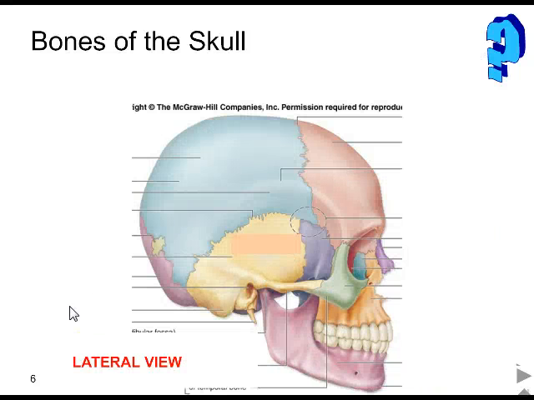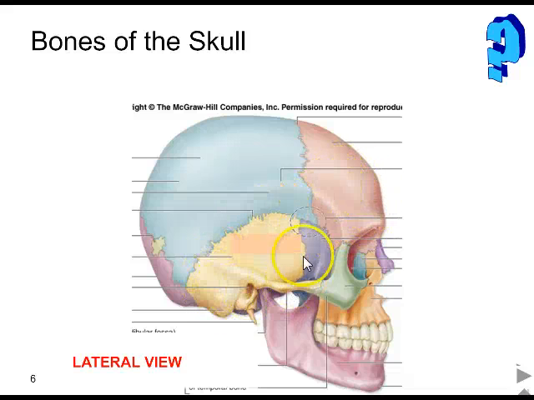Now let's look at the lateral view of the skull. Firstly, we can see this blue bone here, which makes up the majority of the lateral view. This is our parietal bone. It's a paired bone, and therefore we can find a right and left parietal bone. Anteriorly, we find the single frontal bone.